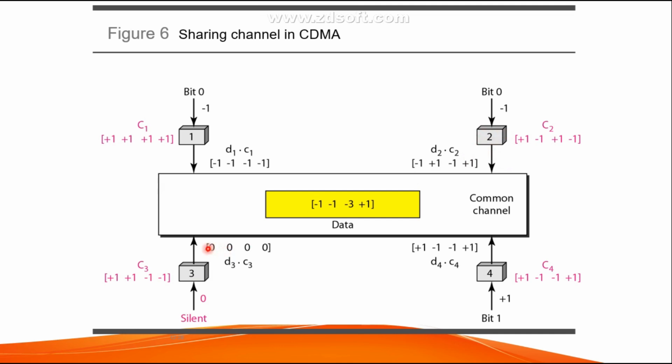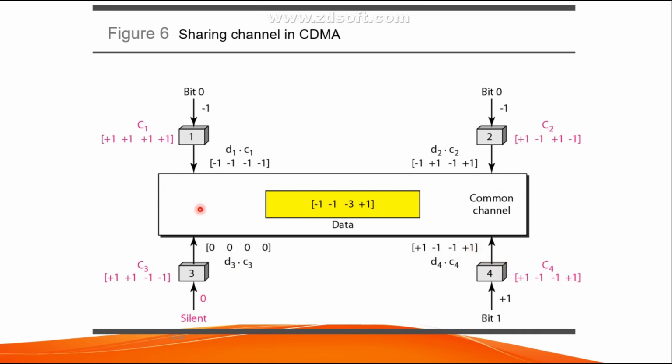Similarly, we are going to multiply the data with code C3, but over here it is silent, no? So it is encoded as a 0, so 0 into all bits. So you would get 0 over here, that is D3 into C3. And similarly over here, this is the multiplication D4 into C4, that is +1 into +1 is +1, +1 into -1 is -1, +1 into -1 is -1, and +1 into +1 is +1.